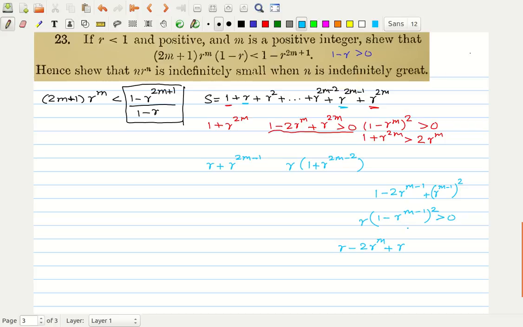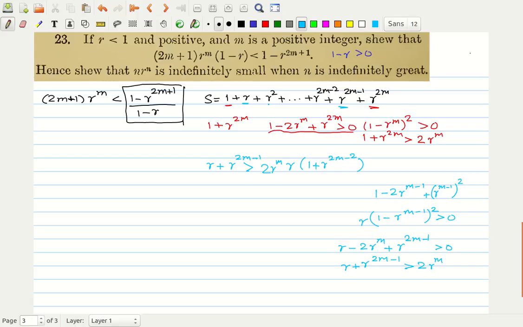So 2m minus 2 plus 1 is 2m minus 1. This should be greater than 0, and from here you get that r plus r to the power 2m minus 1 should be greater than 2 times r to the power m, right? So this expression is also greater than 2 times r to the power m.